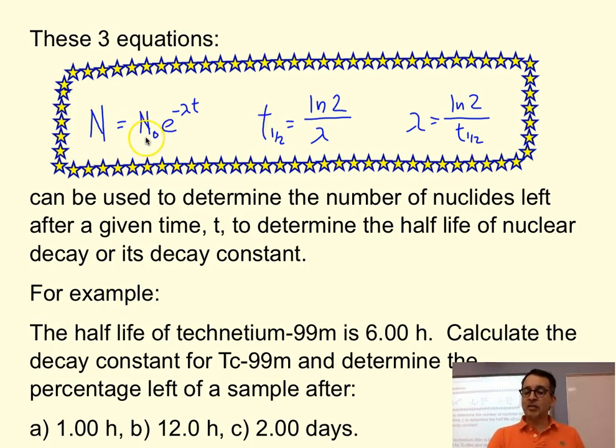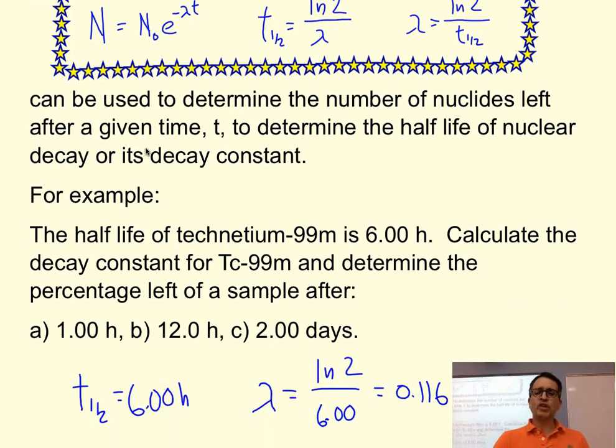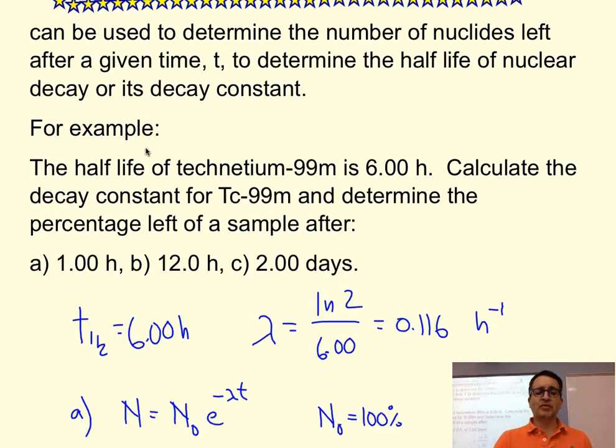Again, N sub O is the initial number of nuclides that you have. We can either use a percentage, which is fine, out of 100%, which would have been 100% here, or we can use the actual number of moles or number of actual species, Avogadro's number, etc., that we had originally there. So here are a couple of ways in which we can use this.